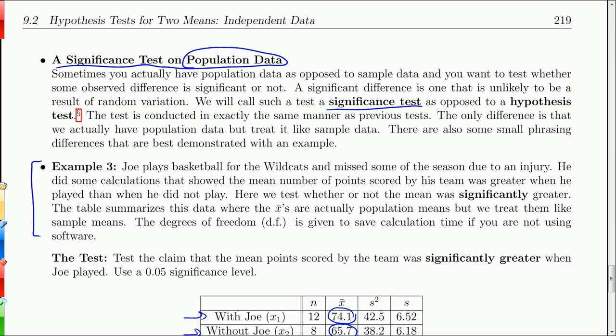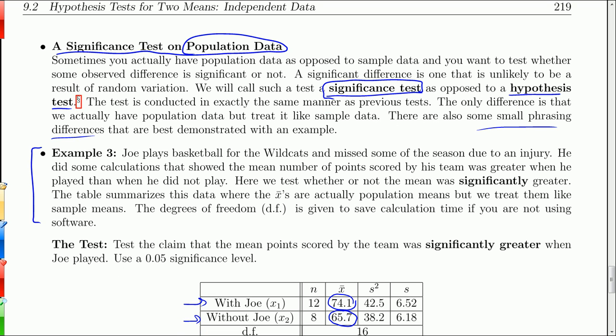Actually, the difference between a significance test and a hypothesis test is actually more subtle than that. But we will call such a test a significance test. So we have population data, and we want to determine whether there is a significant difference or whether that difference may just be due to random variation. Right? There are also some small phrasing differences that we'll get to as we demonstrate some examples.